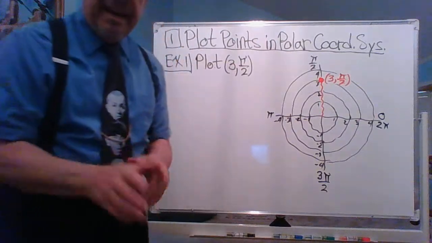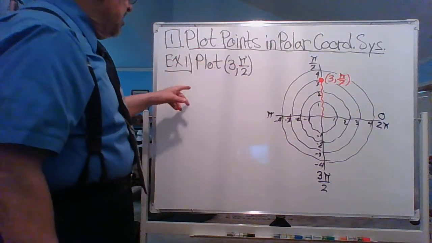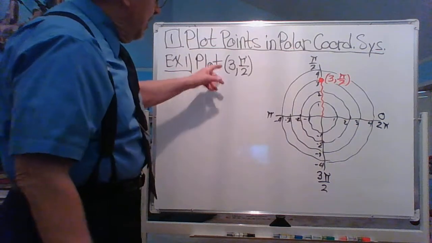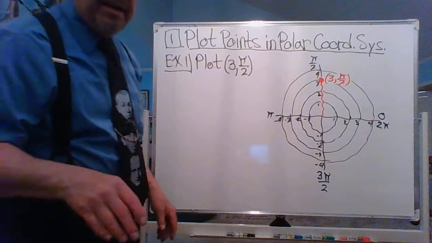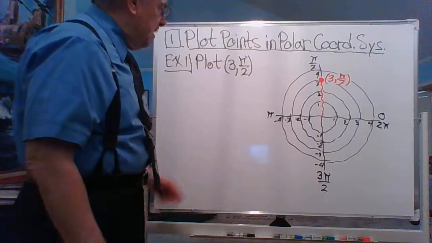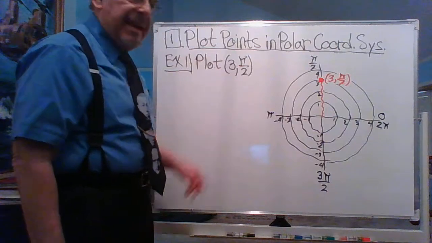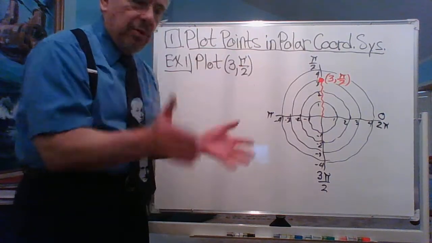Okay, so let's take a look at example 1. We're going to plot the points in our coordinate system. We're going to plot this particular point, 3, pi over 2. And so notice how we write it just as we wrote an ordered pair in an XY coordinate system. So r is first, theta is second. So r, theta in the same manner in parentheses.